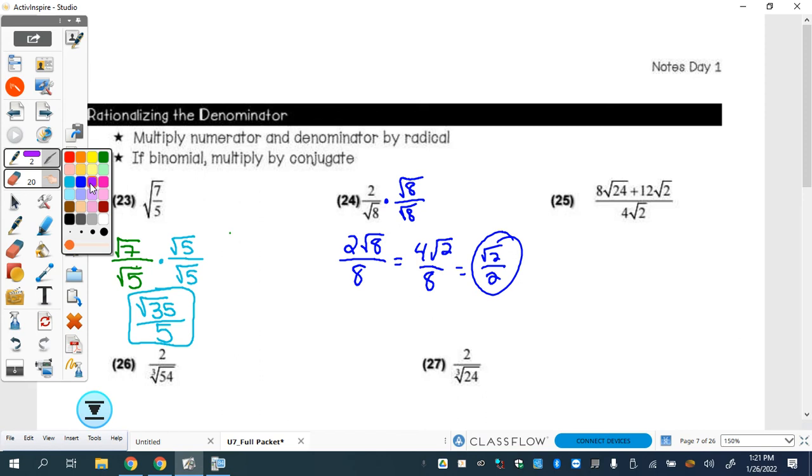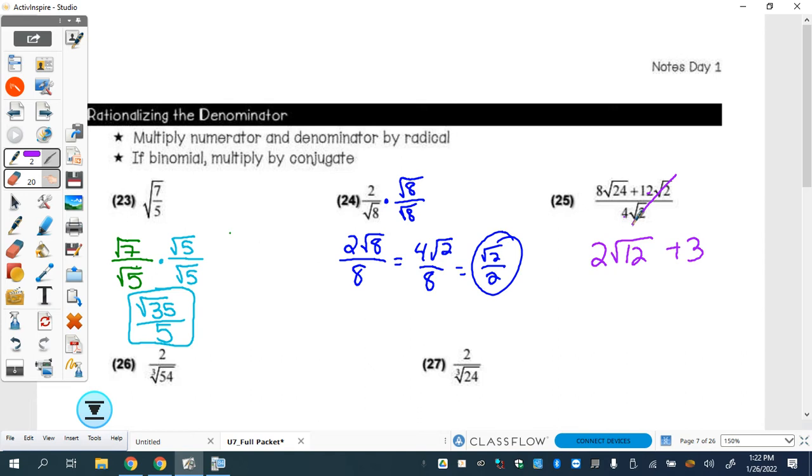All right. 25, let's check. Can I divide 24 by 2? Yep. Can I divide 2 by 2? So I'm just going to go with my division rules. I don't need to worry about rationalizing here. So 8 divided by 4 gives me 2. 24 divided by 2 gives me 12. 12 divided by 4 gives me 3. Radical 2 divided by radical 2 would give me 1. So it reduces.